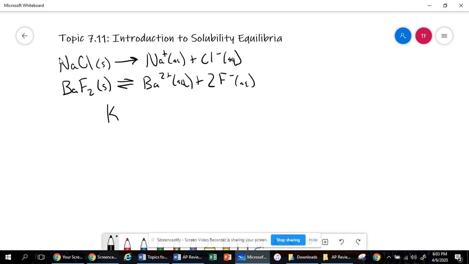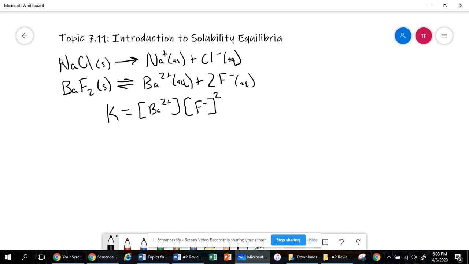K, the equilibrium constant, is equal to our products, which is barium in its aqueous form, times the concentration of fluoride in its aqueous form. Since there's a 2 coefficient, we need a 2 exponent here. And in the denominator for the reactants, we're not going to put anything because barium fluoride is solid. It has a constant concentration, so we don't put solids into the equilibrium expression. So this is the equilibrium expression for the dissolving of barium fluoride.